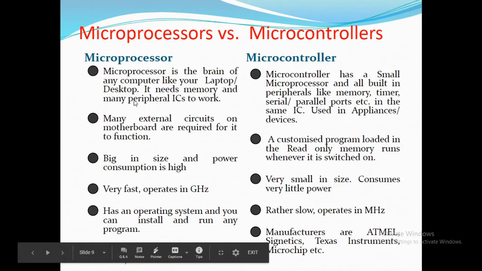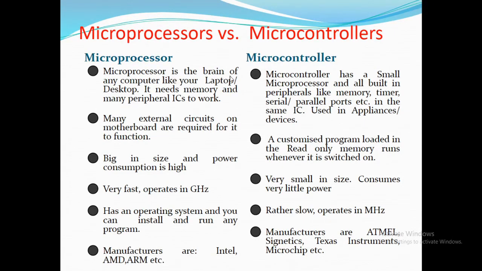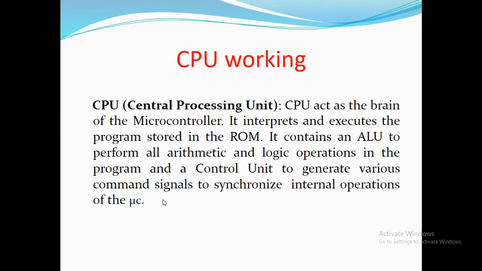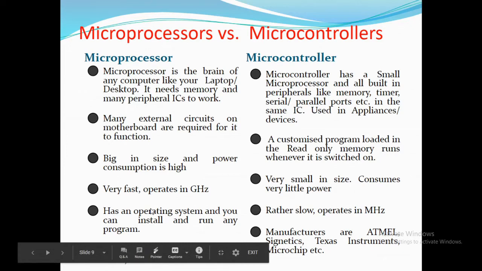Now, what is the difference between microprocessors and microcontrollers? Microprocessors are the brain of any computer like your laptop or desktop. They need memory and many peripheral ICs to work. They are big in size, consume a good amount of power, and are very fast. They have operating systems and you can install any general purpose program and run it on your PC.